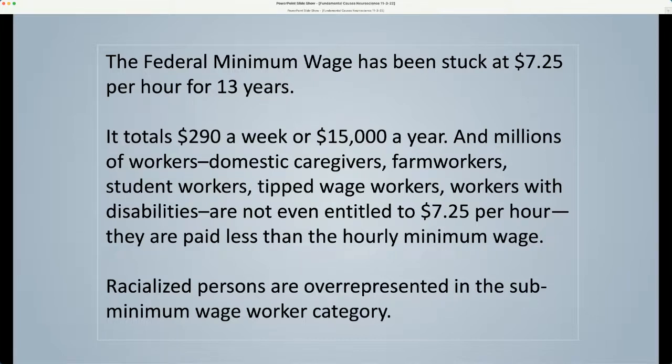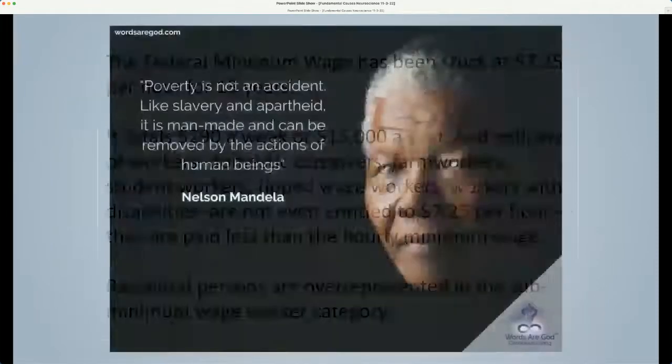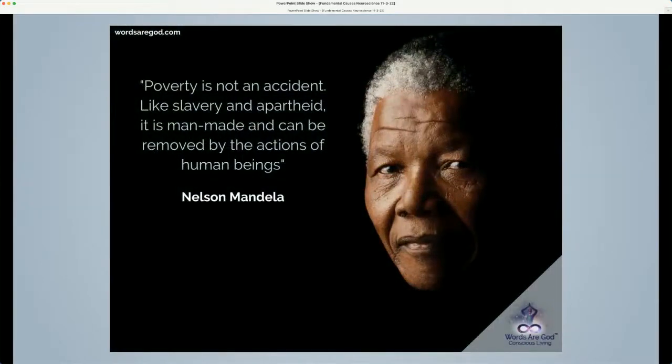So as noted, redlining concentrates poverty. It does so because minoritized people earn less and pay more for everything: food, housing, transportation, insurance, interest rates, etc. This added cost of living in redlined African American communities is known as the black tax. Nelson Mandela famously said, "Poverty is not an accident. Like slavery and apartheid, it is man-made and can be removed by the actions of human beings."